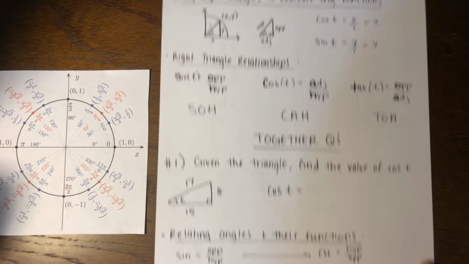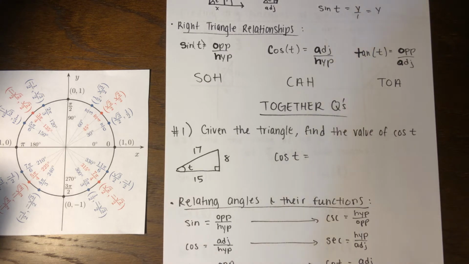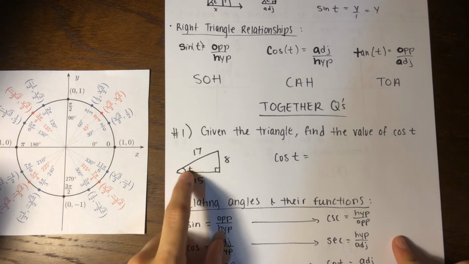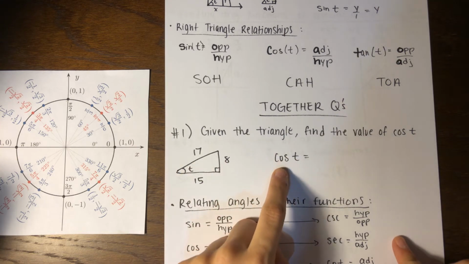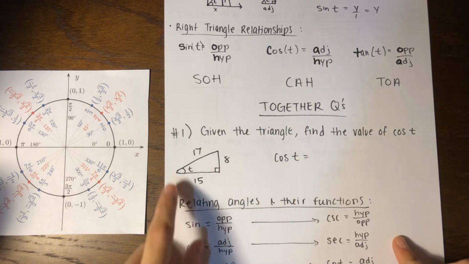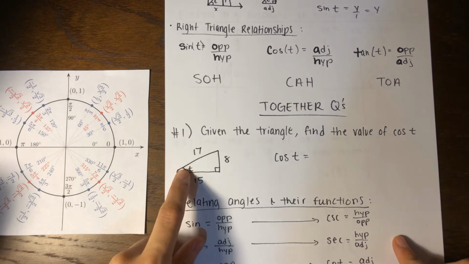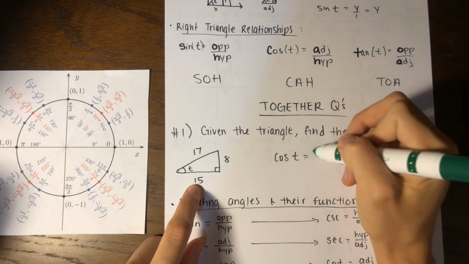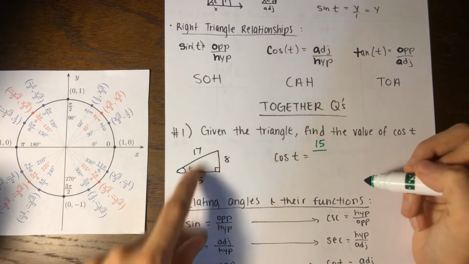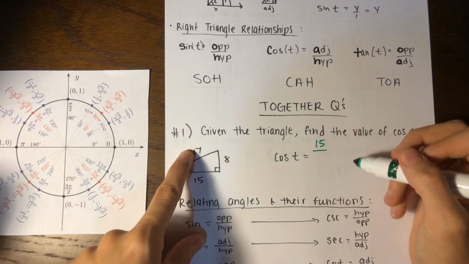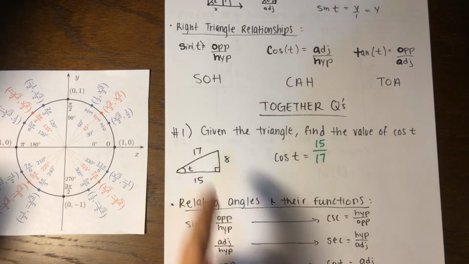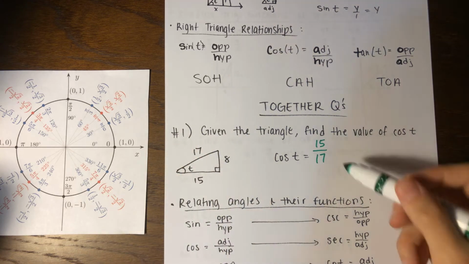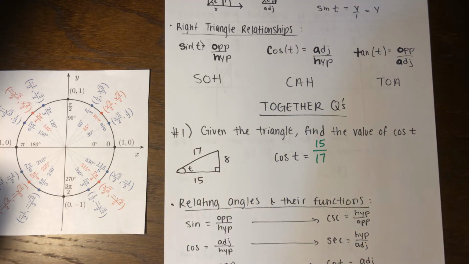Okay, let's do some problems together. It says, given the triangle, find the value of cosine t. So we're given the angle t here, we need to find cosine. Well, we know cosine is adjacent over hypotenuse. So we're going to look at angle t. The adjacent side would be 15 over the hypotenuse, which is 17. So we just write 15 over 17, and we can't simplify it anymore. So that's it, okay?